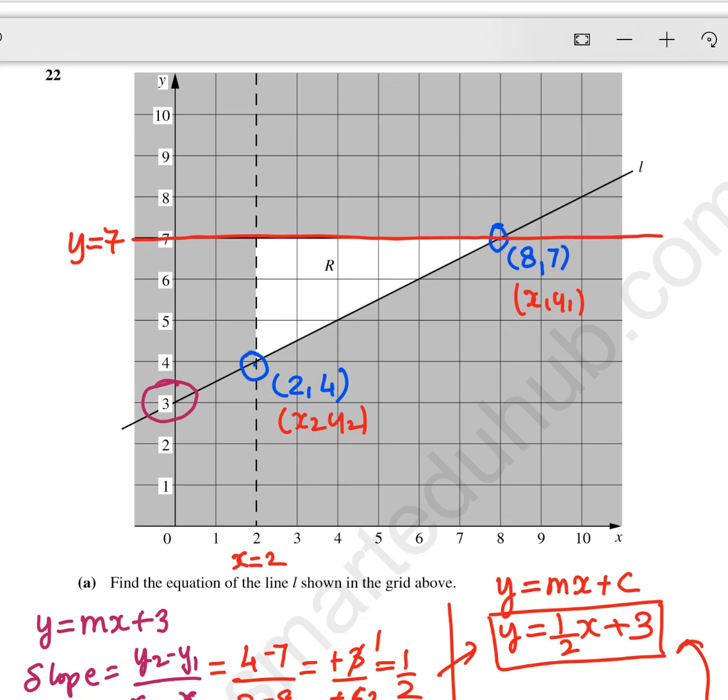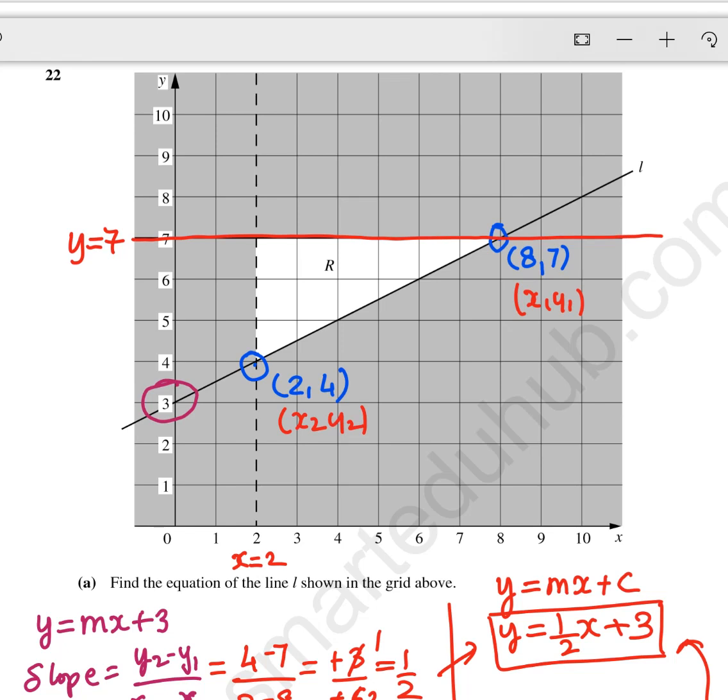Now the region below that is unshaded. So that means the inequality will be what? The inequality will be y is less than or equal to 7. Why am I using the words less than or equal to 7?